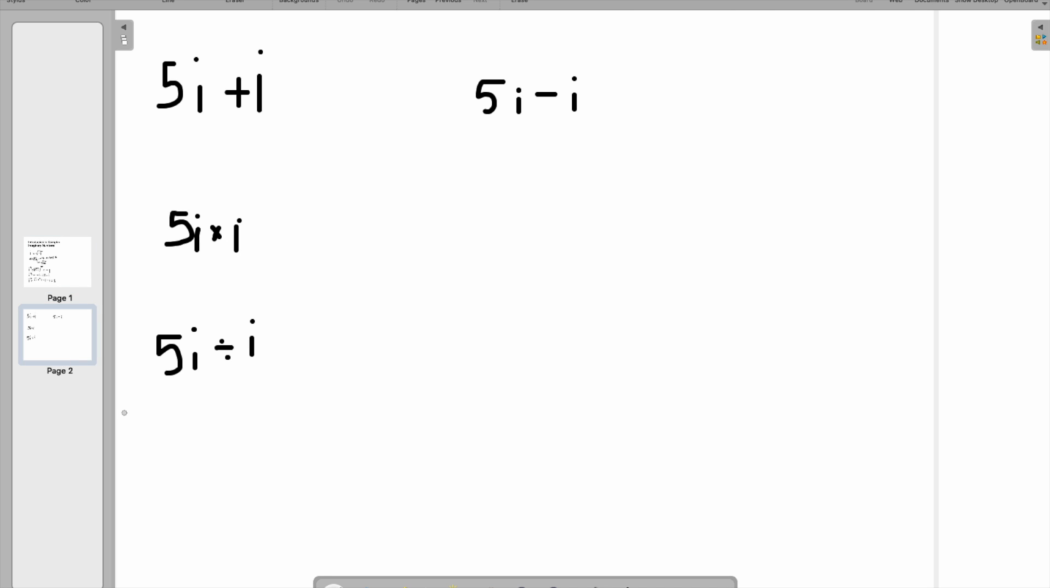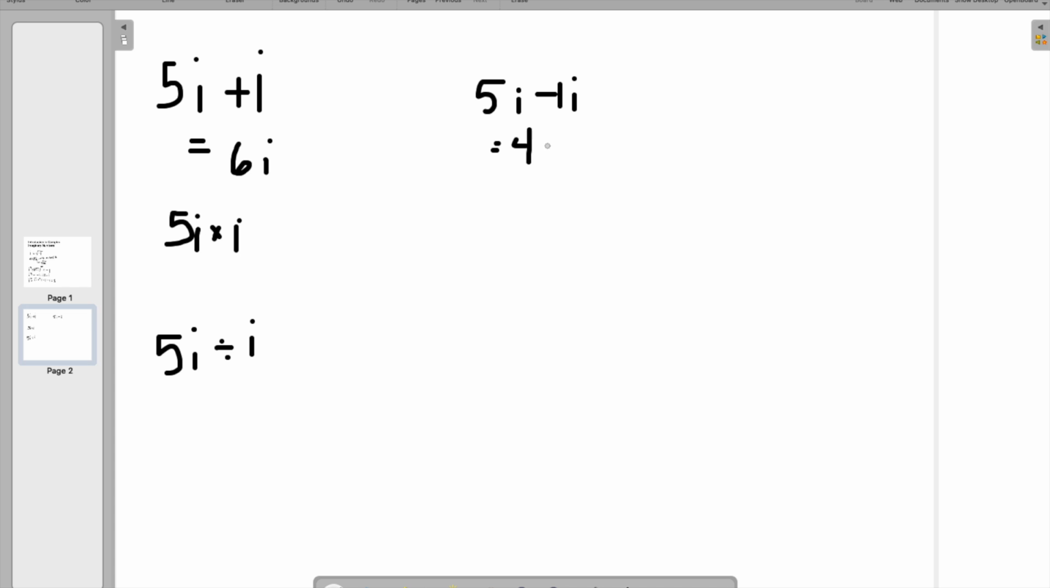Okay, so if you try to do addition or subtraction with i, you can just treat it like a variable. So 5i plus 1i is just going to be 6i because you treat it like a variable. And for 5i minus i, you can just do 5i minus 1i, which is just going to be 4i.